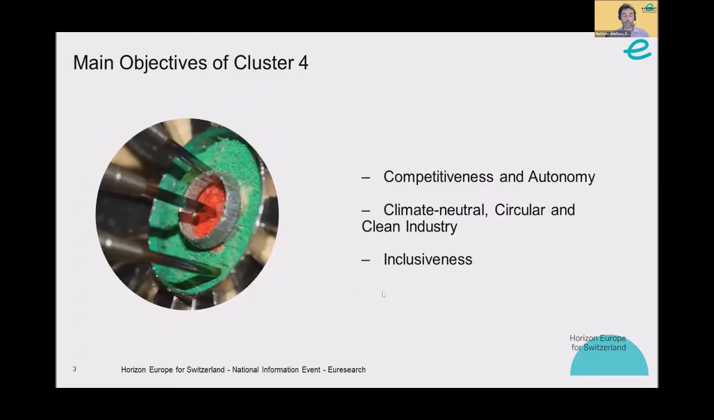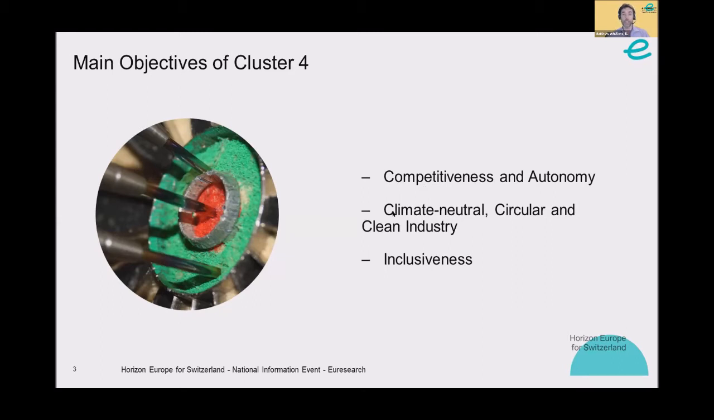So what are the main objectives of Cluster 4? First of all, is to ensure competitiveness of the economy and technological sovereignty. And of course, in order to achieve these objectives, digital revolution plays a major role, and you will see the digital theme coming very much through in all the presentation. Another very important issue for the European Commission is autonomy, particularly of some key strategic value chains, for instance, the batteries.